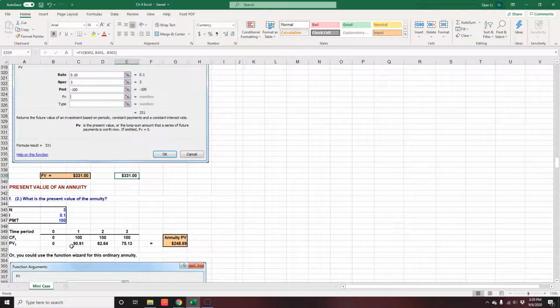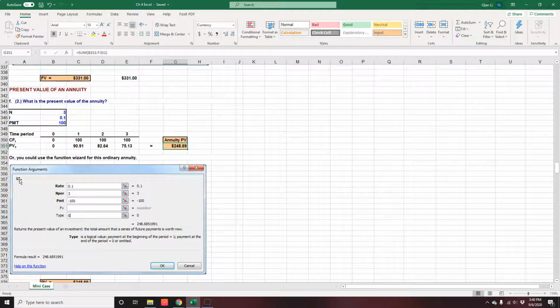Okay, present value, same idea. Present value of this annuity is the total present value of all the cash flows involved in this annuity. So you do notice in this timeline, for every payment here, we calculate the present value. For example, 75.13 is the present value of this $100, which is discounted 3 years. Now you sum all these 3 numbers up. Notice the sum function, and the total present value for this whole annuity is $248.69.